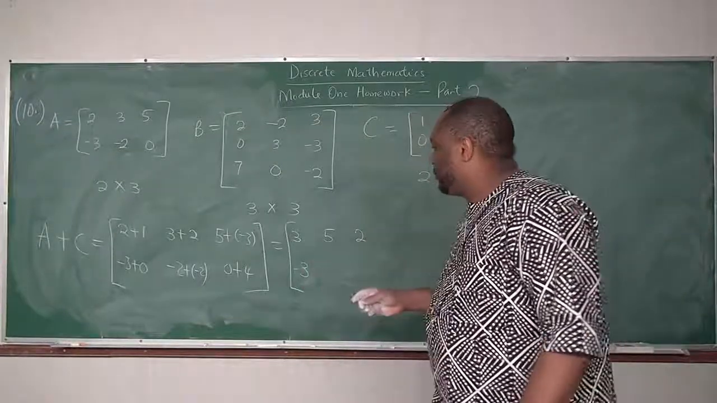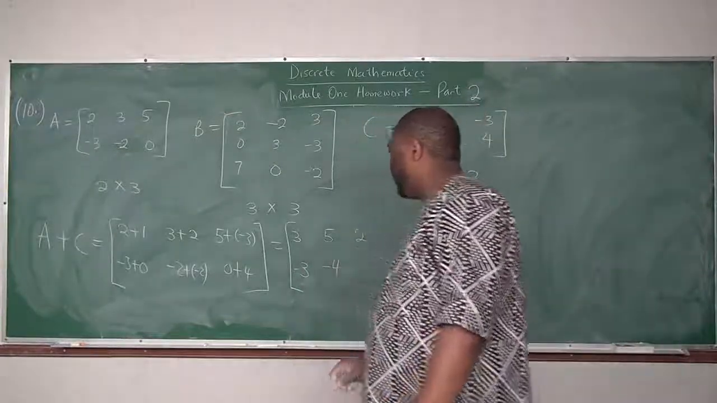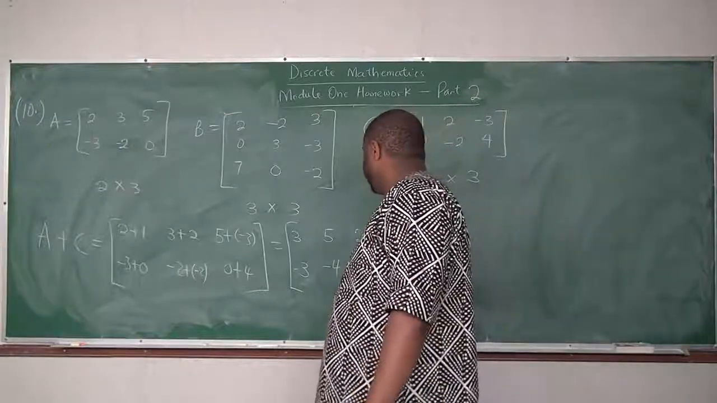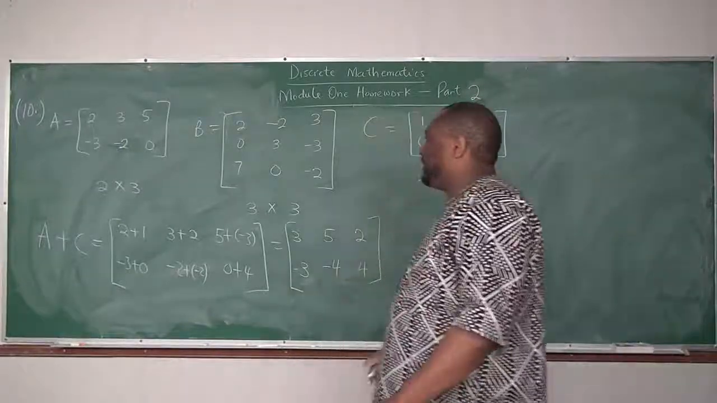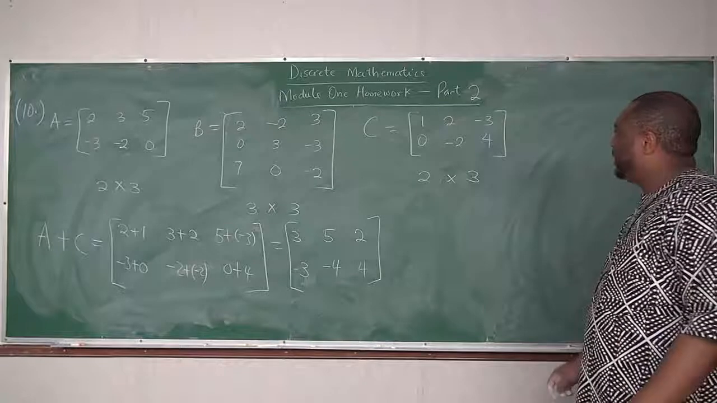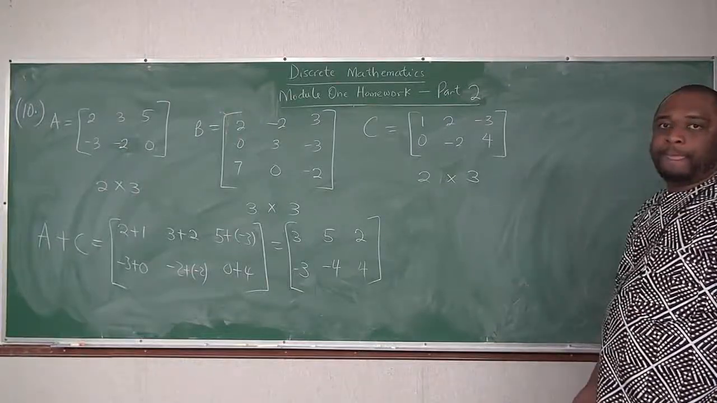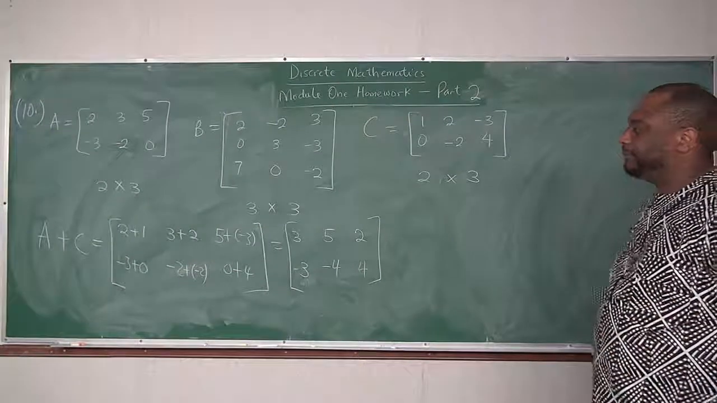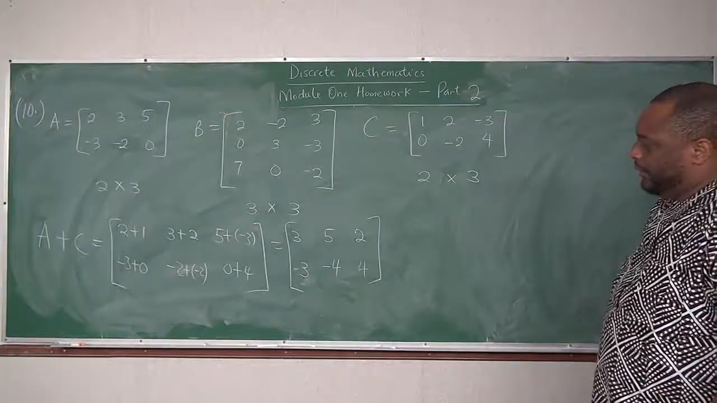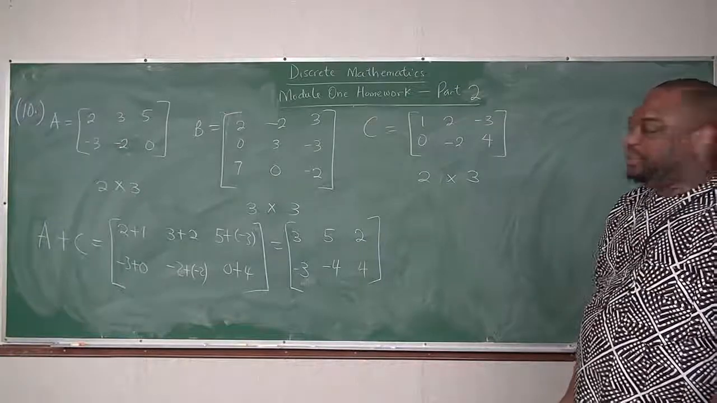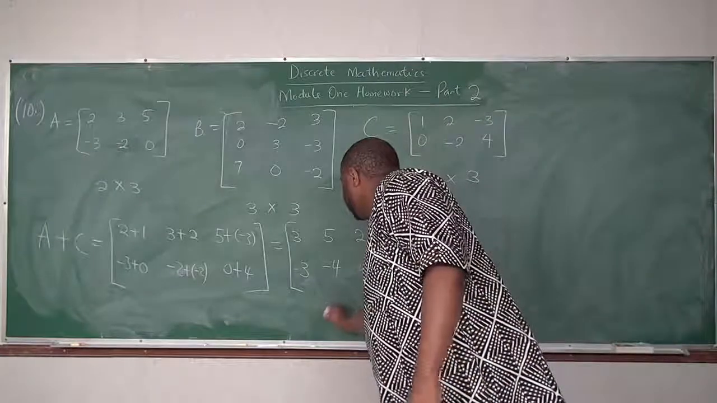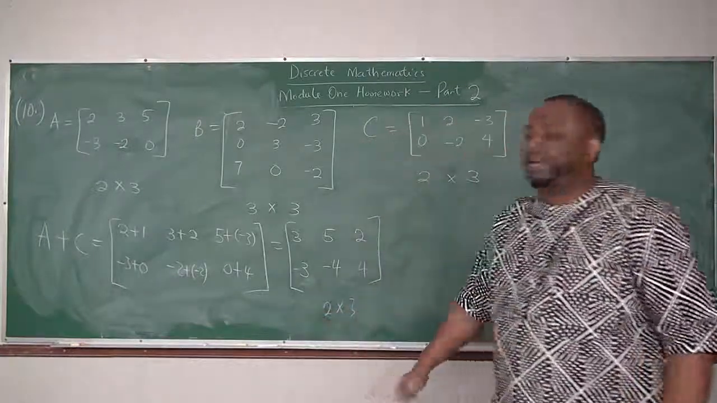Minus 2 minus 2, minus 4. 0 plus 4 is 4. And that's the answer. That is it. It's also a 2 by 3 matrix. A 2 by 3 matrix. 2 rows, 3 columns.